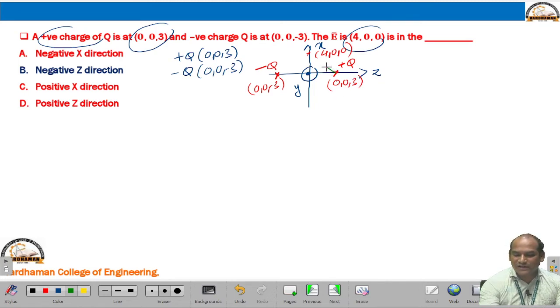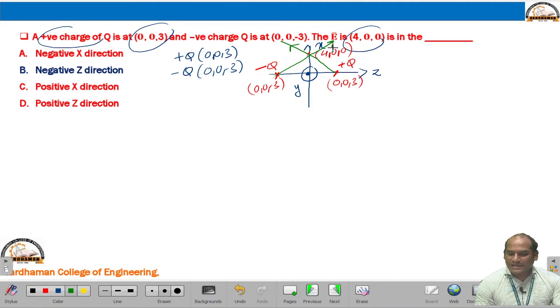So, the electric field at point (4, 0, 0) is along the line joining those two positions, that is (0, 0, 3) and (4, 0, 0). So, it is along that particular line direction, and the electric field due to the charge minus q, which is at (0, 0, -3), at the position (4, 0, 0) is along the line joining those two points. Like this it will be available, and this type of situation we have already seen in the case of Coulomb's law, here also the same thing.